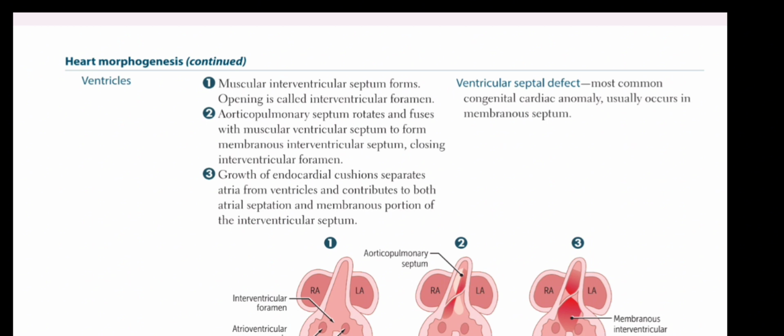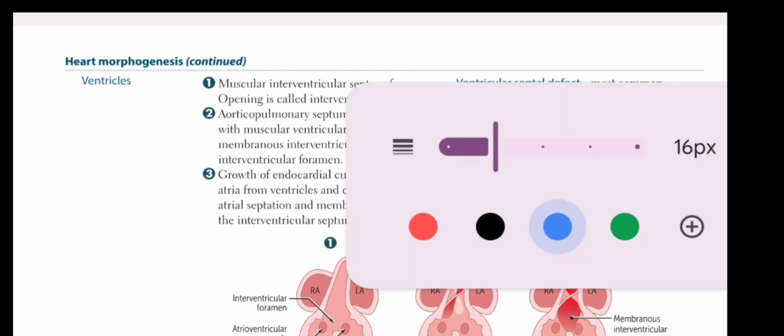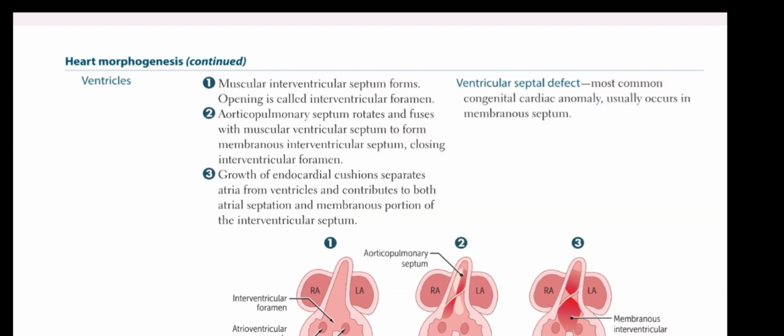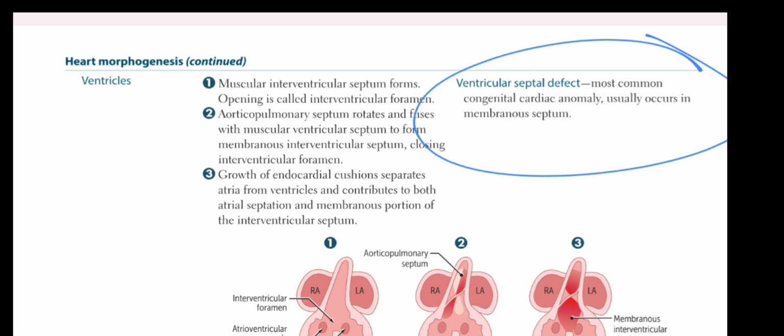One of them is the muscular part and another is the membranous part. The membranous part is formed through the aorticopulmonary septum. However, if there is persistence of this septum after birth, that is, there is not proper closure after birth, then it develops a condition that is known as the ventricular septal defect. And ventricular septal defect is the most common congenital cardiac abnormality present after birth.